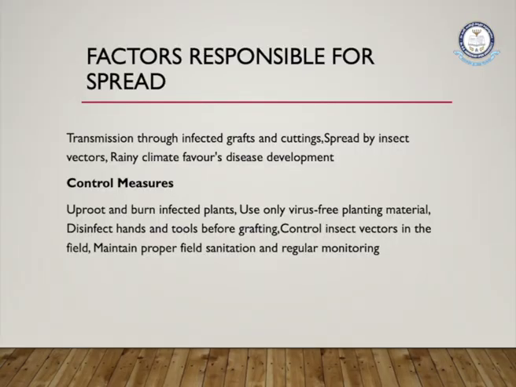Next, what are the factors responsible for spreading? Here the transmission is mostly through the grafts. What is meant by graft? You use two different plants to produce a perfect plant which will yield well, right? Grafting is a very good procedure, but if you use a graft which has the infected vector, the vector which is carrying the viruses, what will happen?